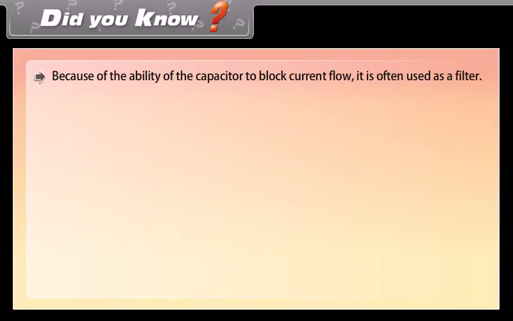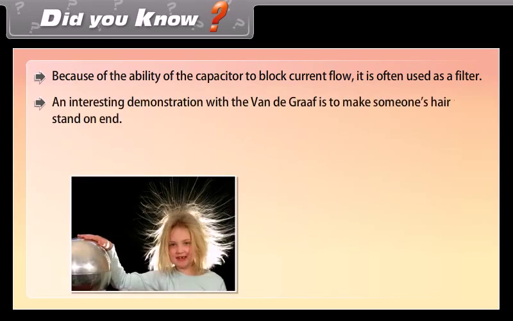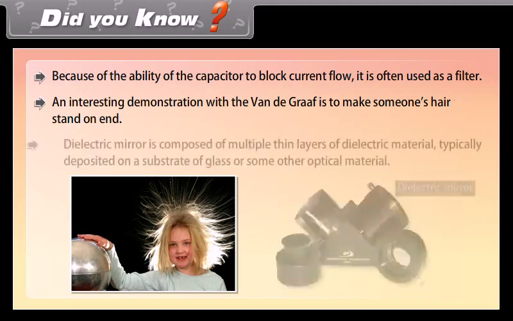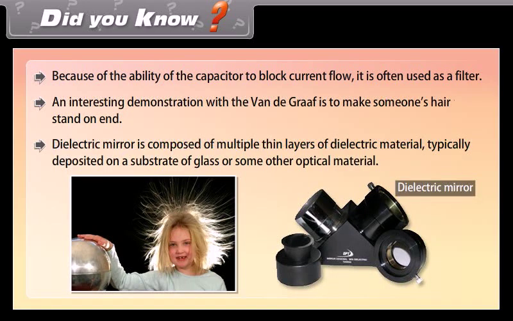Did you know? Because of the ability of the capacitor to block current flow, it is often used as a filter. An interesting demonstration with the Van de Graaff is to make someone's hair stand on end. A dielectric mirror is composed of multiple thin layers of dielectric material, typically deposited on a substrate of glass or some other optical material.